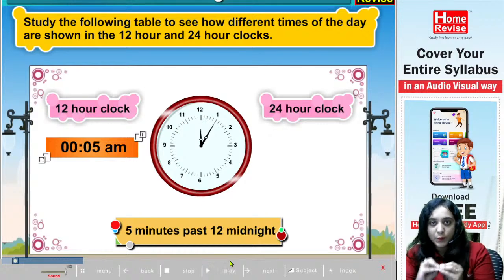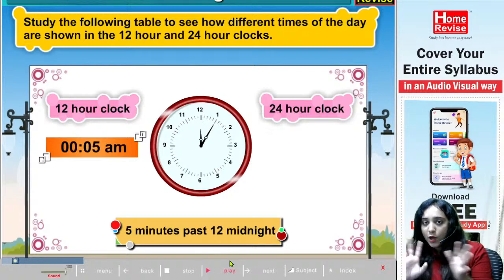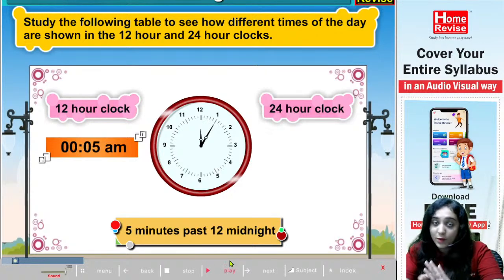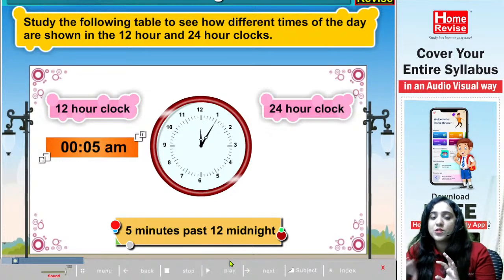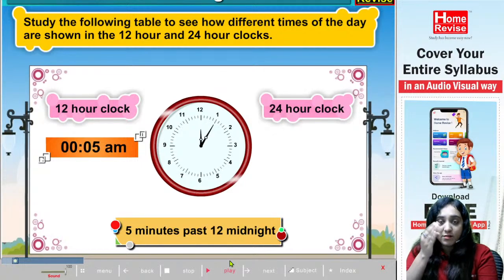So the 12 at night, according to the 24-hour clock, we write 00.00. After 23.59 you will never find 24.00. Once it is 23.59 it is directly converted into 00.00. Understood? Fine. So if it is 12 at night and 5 minutes have passed, what will we write?